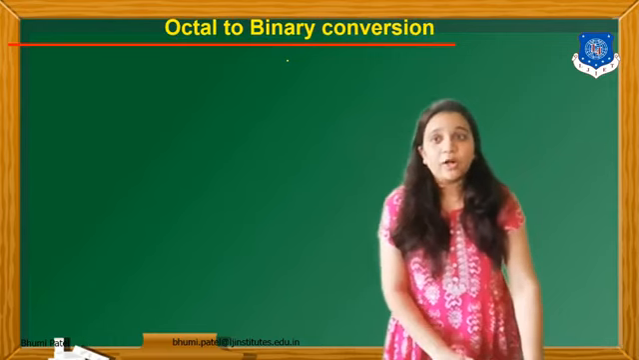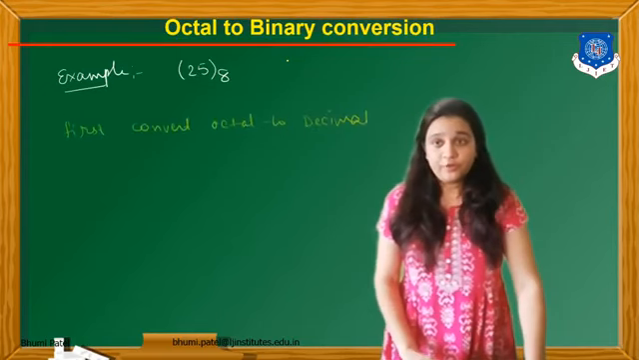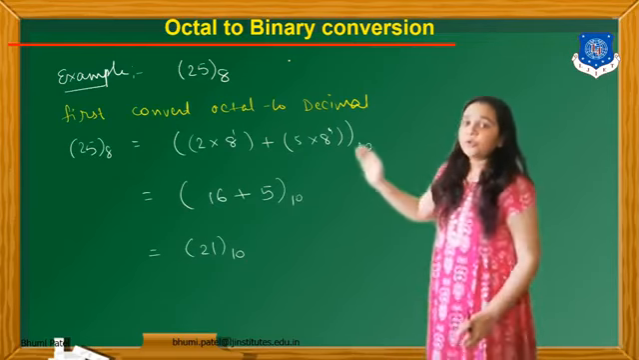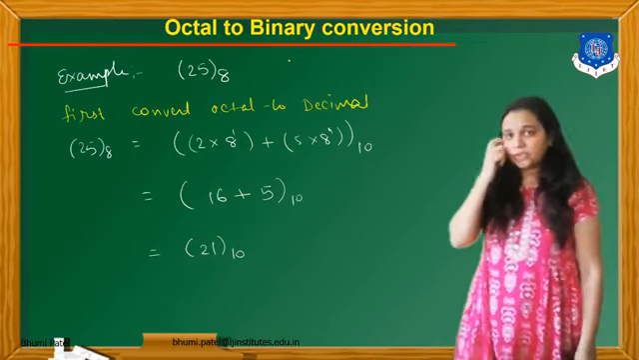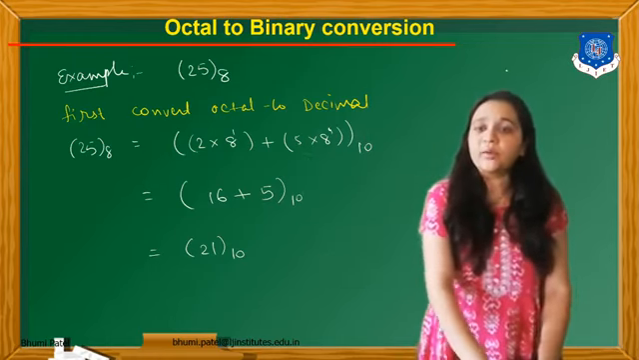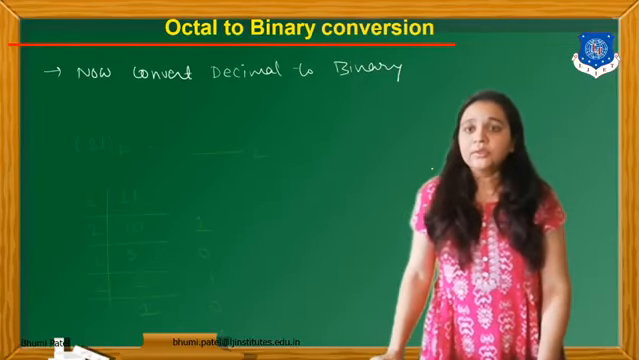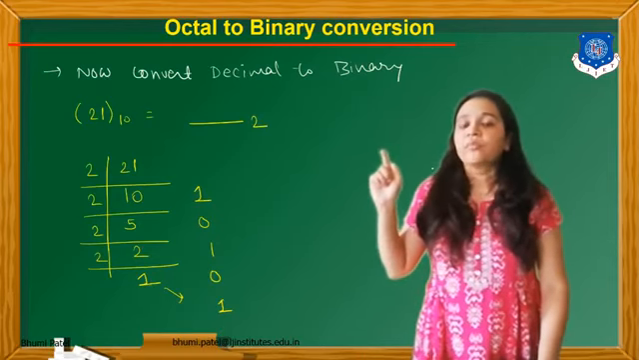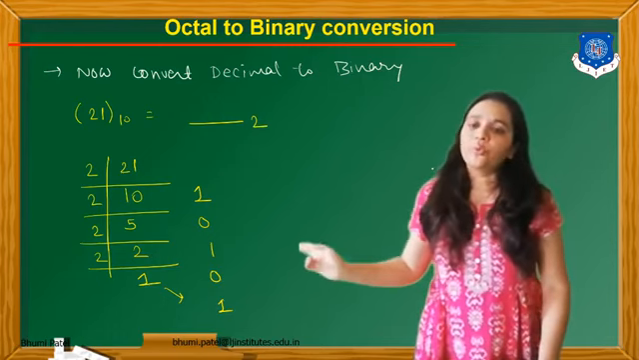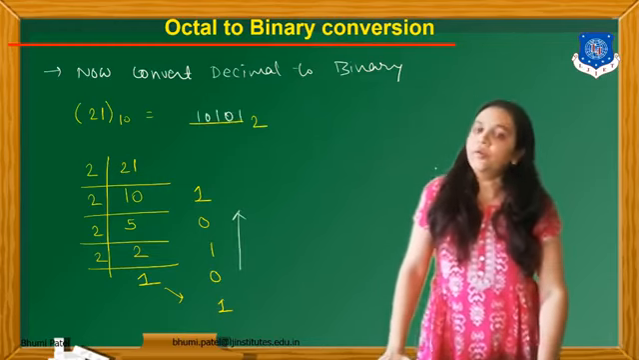Now you have to convert octal to binary. Okay, so an octal number is given. First of all you have to convert the octal to a decimal number. So 2 into 8 raised to 1 plus 5 into 8 raised to 0. So 16 plus 5, so we get the decimal number 21. Now you have to convert this decimal number into binary. Okay, so 21 divided by 2, 10 divided by 2, 5, 5 divided by 2, 2 divided by 2. So we can get 10101.